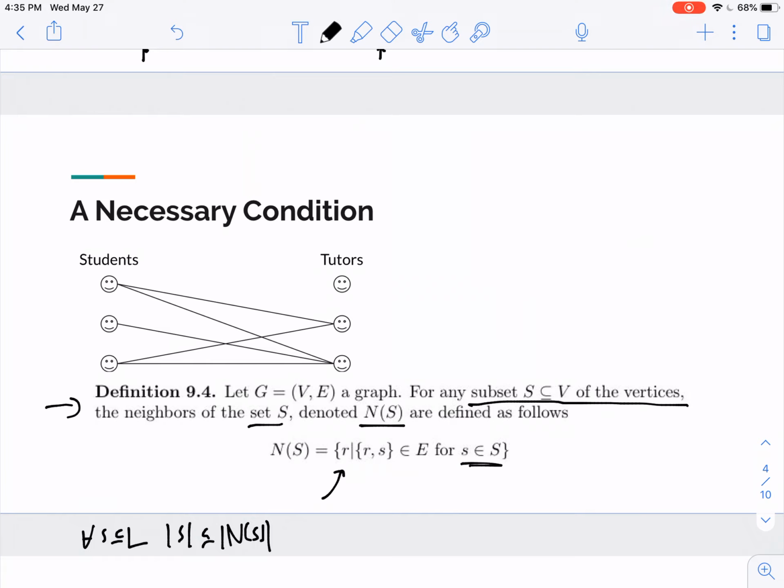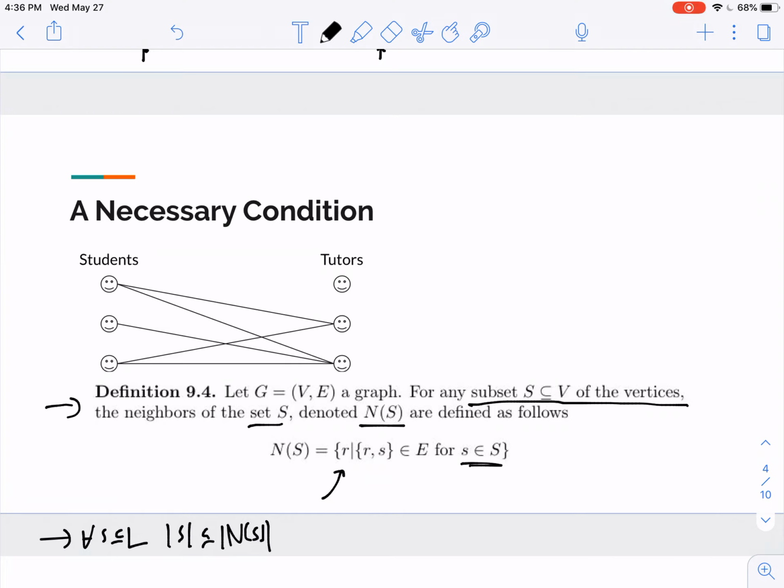And it turns out that this condition is actually also sufficient. What I mean by that is that if this condition is true, if every subset of students prefers at least that many tutors, then there exists a matching for all the students. And this is a really useful result, because if you're this company, then now you know, oh, I can pair up all my students. Or, oh, I can't pair up all my students, and I'm going to have to ask some tutors to tutor twice or something like that.